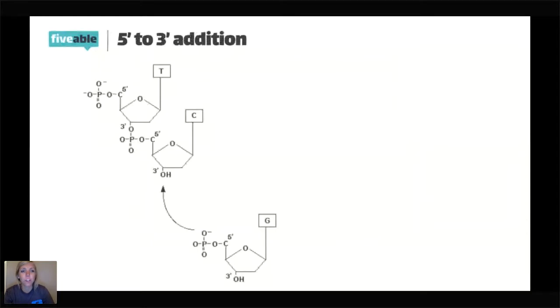Here's just another picture of what 5' to 3' addition looks like. I've got 2 nucleotides already. This one's being added to it. So the 5' end is being added to the 3'. So 5' to 3': the 5' end is added to the 3' end, okay? All right, so that's just another highlight. 5' and 3'. So number 4, concept check.